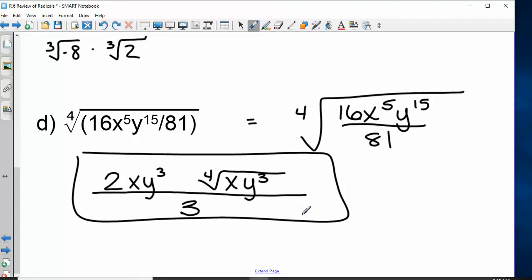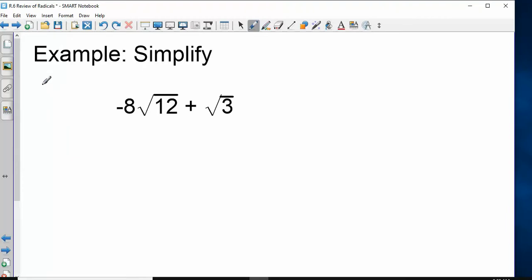Do we need more of these? The last thing I want to do today is just a couple examples with adding and subtracting, and then that's going to be our stopping point.